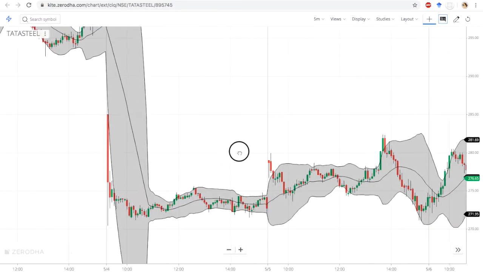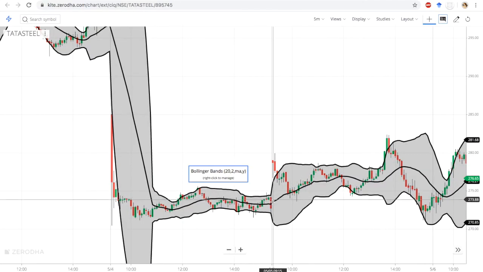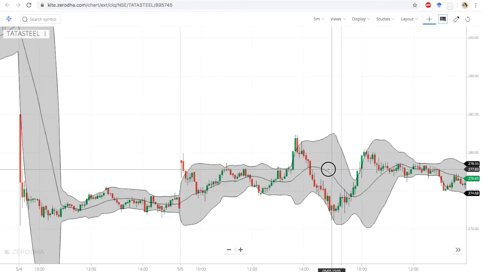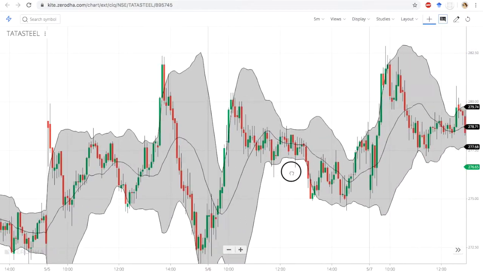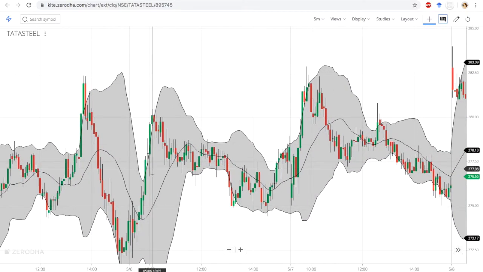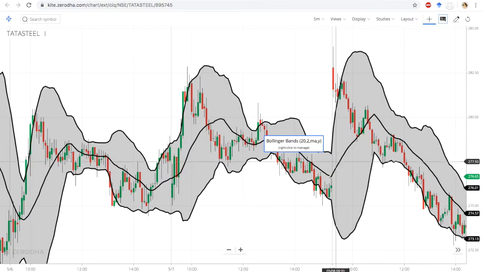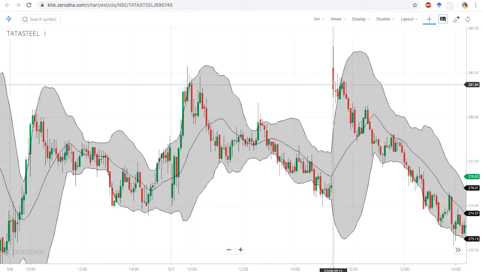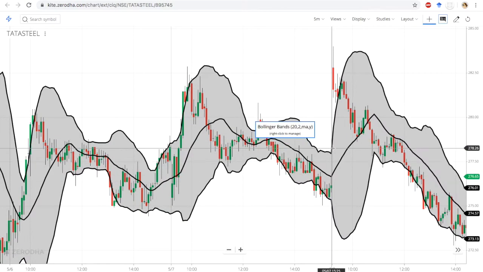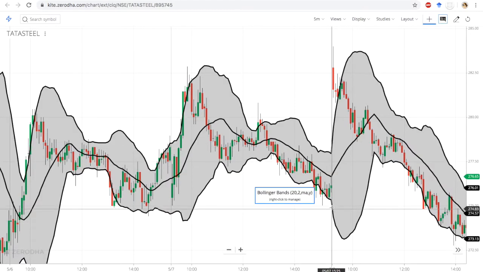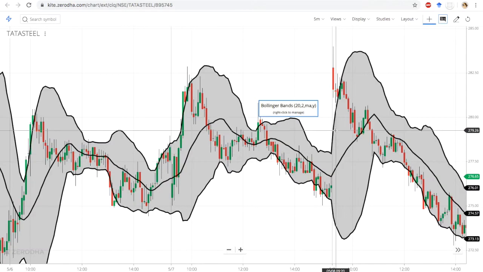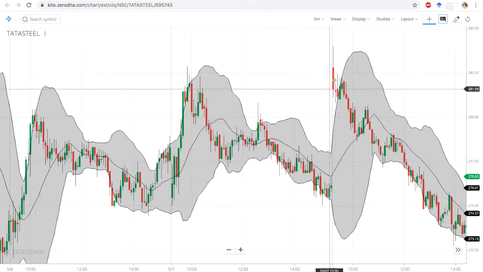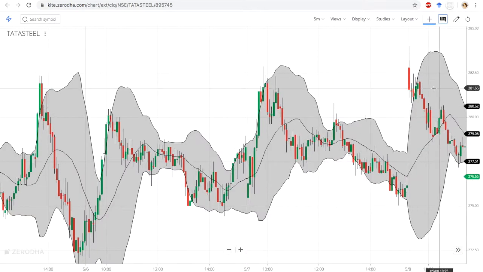Here we can see that normally the price is in a range. Now at this point you can see the price moves above, very volatile, so there is an expansion. The upper Bollinger Band moves upward and the lower Bollinger Band moves downward. So there is an expansion, and at this point our Bollinger Band will fail.